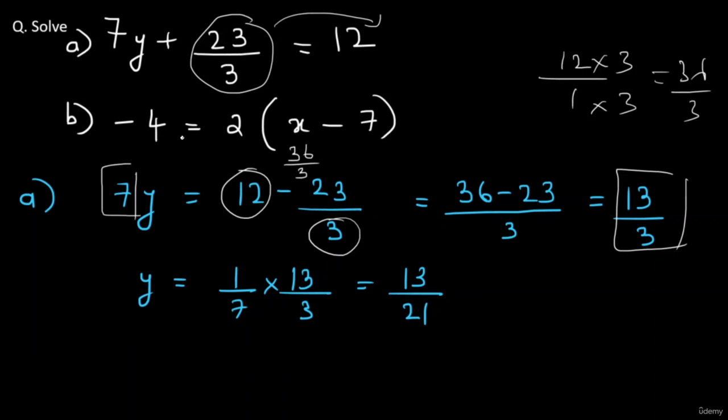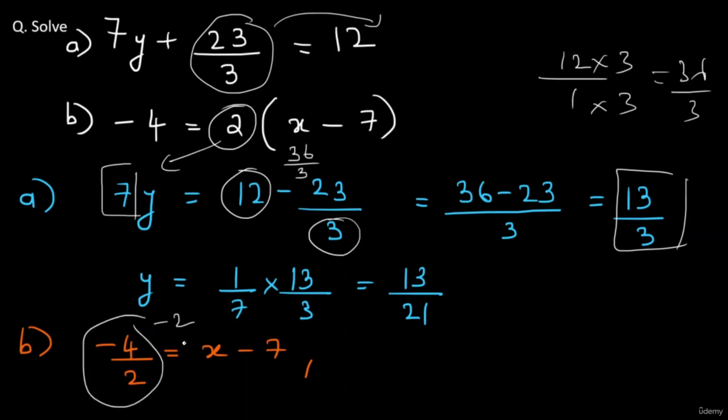We have minus 4 is equal to 2 into (x minus 7). Let's take this 2 to the left hand side. So over here it is into 2. So if you take it to the left hand side, it will become divided by 2. So you get minus 4 by 2 is equal to x minus 7. And minus 4 by 2 is nothing but minus 2. So minus 2 is equal to x minus 7. Let's take this minus 7 to the left hand side. So it will become plus 7. So x is equal to minus 2 plus 7, which is equal to 5. That's the solution to this equation.